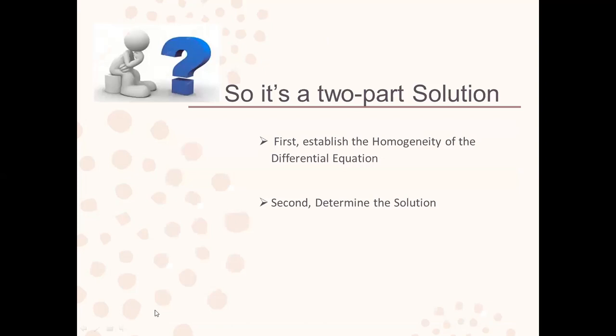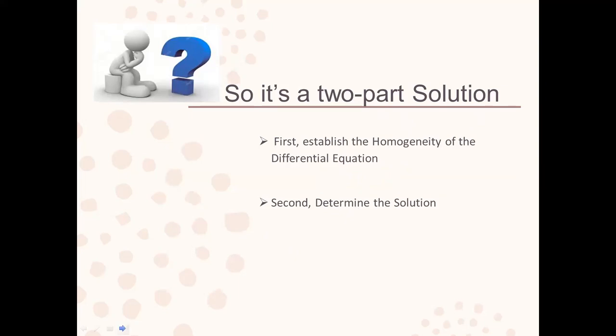Now, in finding the solution of your homogeneous differential equation, it's a two-part solution. First, you establish the homogeneity, and the second, of course, you determine the solution. Why is it a two-part solution? Because you cannot go directly using the procedure for a homogeneous differential equation if in the first place your DE is not homogeneous. You will simply be wasting your time because what you're doing is wrong. So it's a requirement that you use only the procedure that I'm going to discuss for homogeneous differential equations.